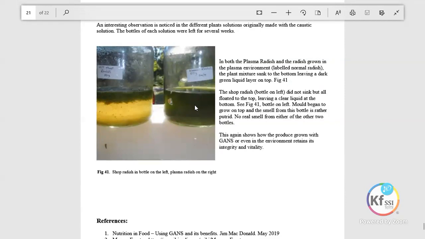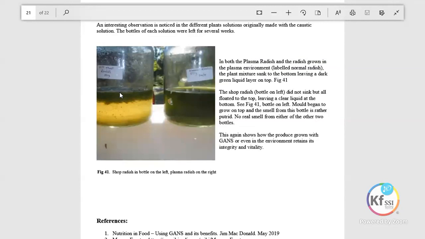Now we can see in the bottle on the right, being environment radish and the plasma radish, all our plant material had settled to the bottom, and we had this green color on top, and there's no smell from it even weeks later. But the shop radish, all the plant material had floated to the top, not sunk to the bottom, again showing a much weaker structure. And this started growing mold, and when you opened up the bottle, the smell from this was rather putrid.